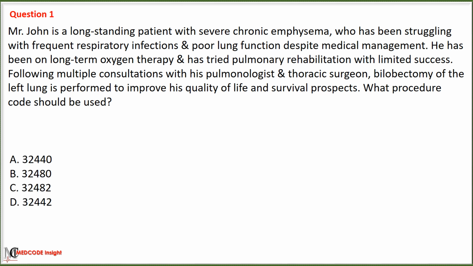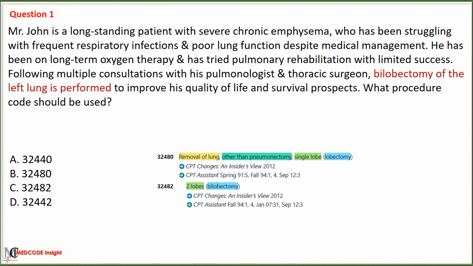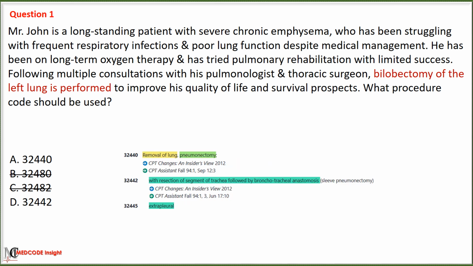Option A with code 32440, option B with code 32480, option C with code 32482, option D with code 32442. In the given scenario, bilobectomy of the left lung means removal of the entire left lung or pneumonectomy is performed. Based on the type of the procedure performed, we first eliminate options B and C with codes used for the removal of lung other than pneumonectomy. As the procedure only involved removal of the left lung, pneumonectomy without sleeve pneumonectomy, our correct option is option A with code 32440.